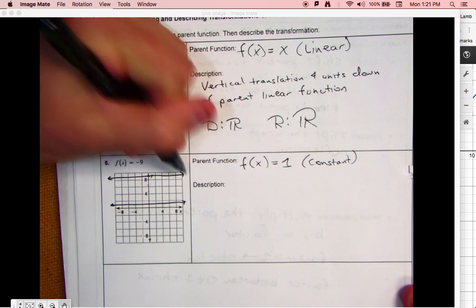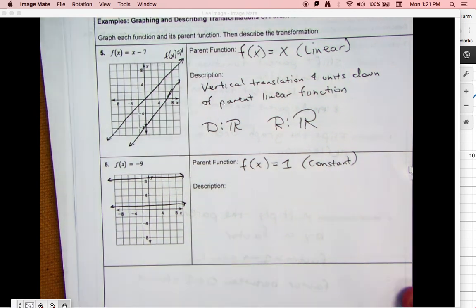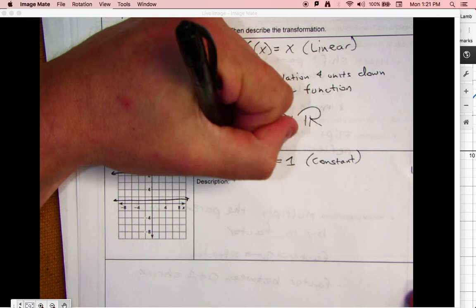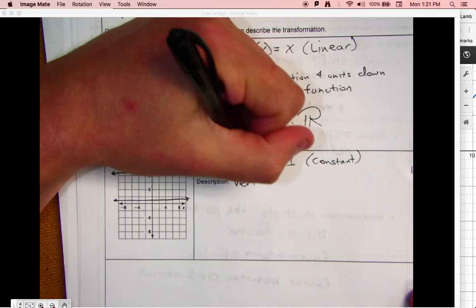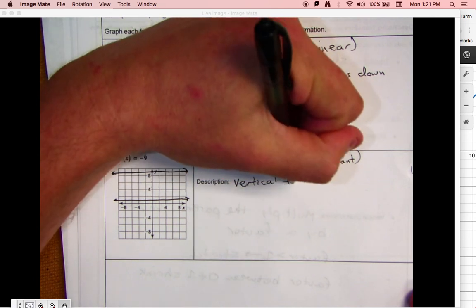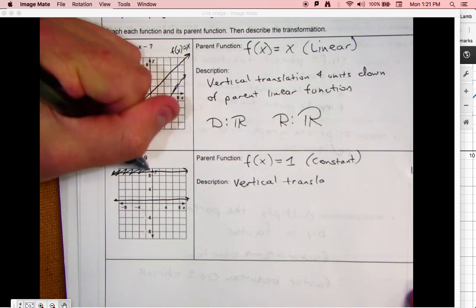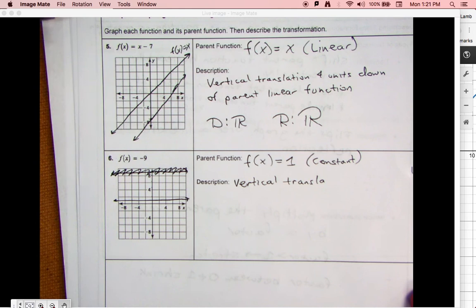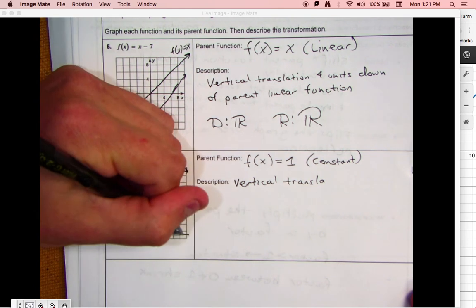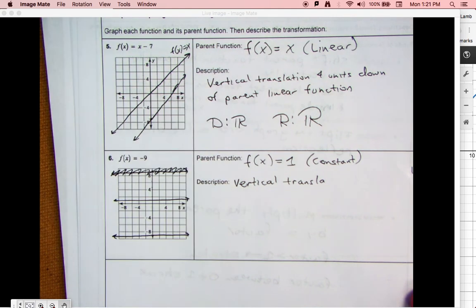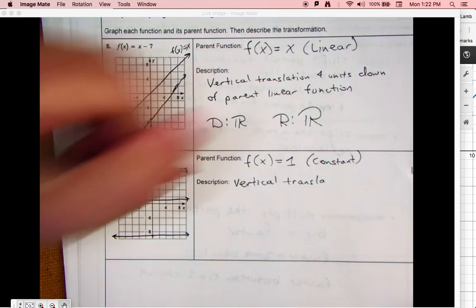What happens once again? We have a vertical translation. Whoops, that should be -9. Back up here, let's move that down to -9. So it should actually look like that. My apologies.